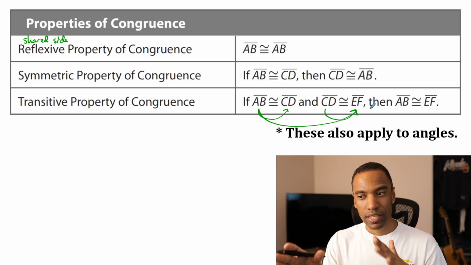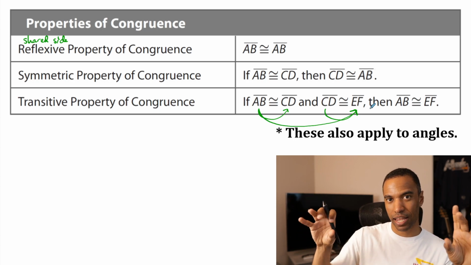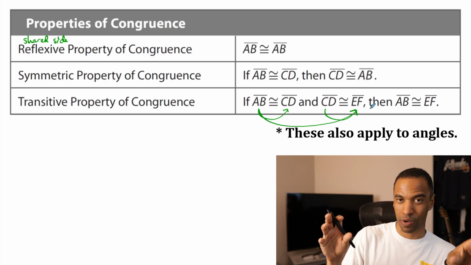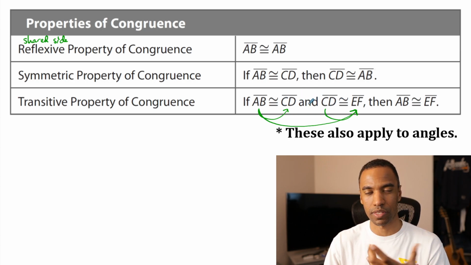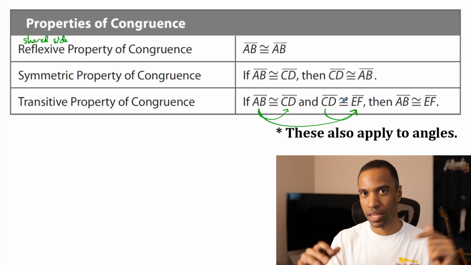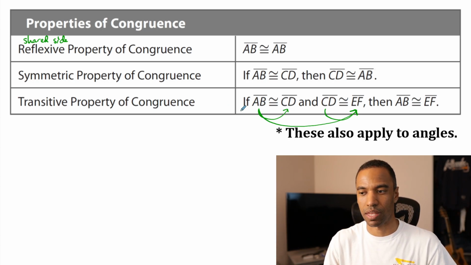So that transition from AB to CD to EF, it kind of jumped, it kind of said, hey, AB and EF, they're brothers as well, right? They also connect in the same way because they have this mutual connection with CD that they're both equal to. If they're both congruent to CD, then they're both congruent to each other. That's what that says. That's what that means there.